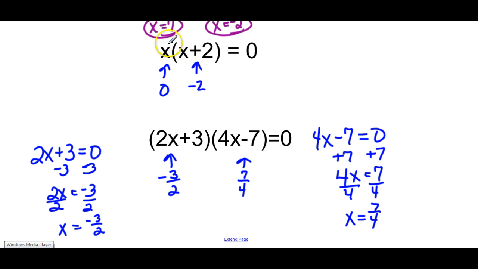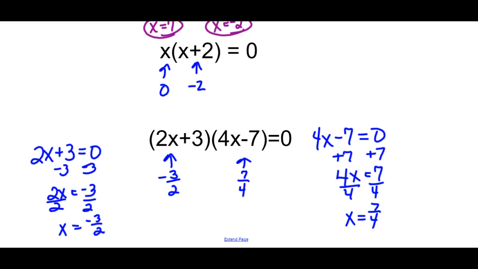All right, if this is the part that equals 0, then x would have to equal 0. If this is the part that equals 0, x would have to equal negative 2. This one's more difficult. So what I did is I took the 2x plus 3, set it equal to 0, subtracted 3 from both sides, divided both sides by 2. x could equal negative 3 halves, and that would make this one equal to 0. Did the same thing over here. Took the 4x minus 7 equal to 0, added 7 to both sides, divided by 4. x is equal to 7/4.